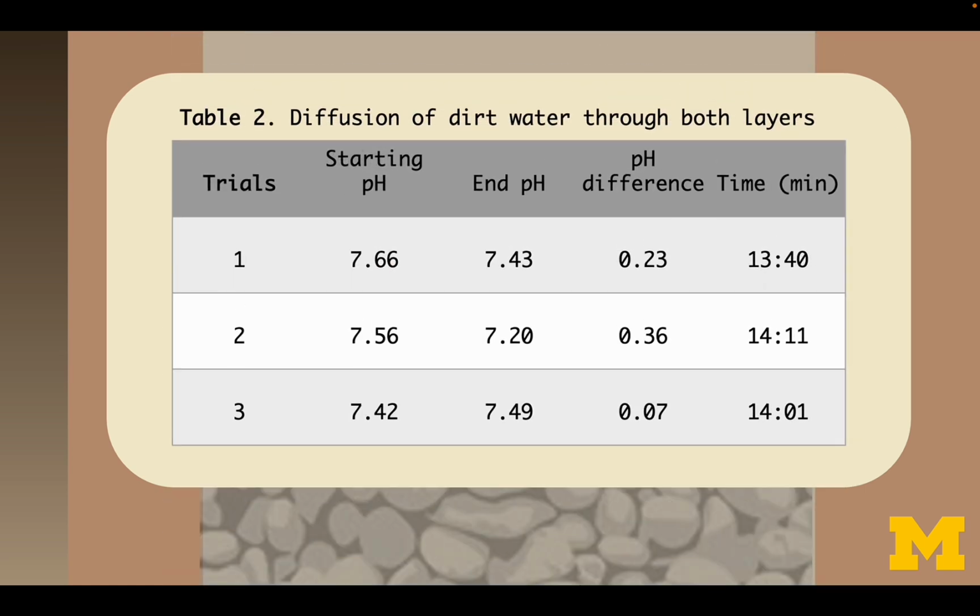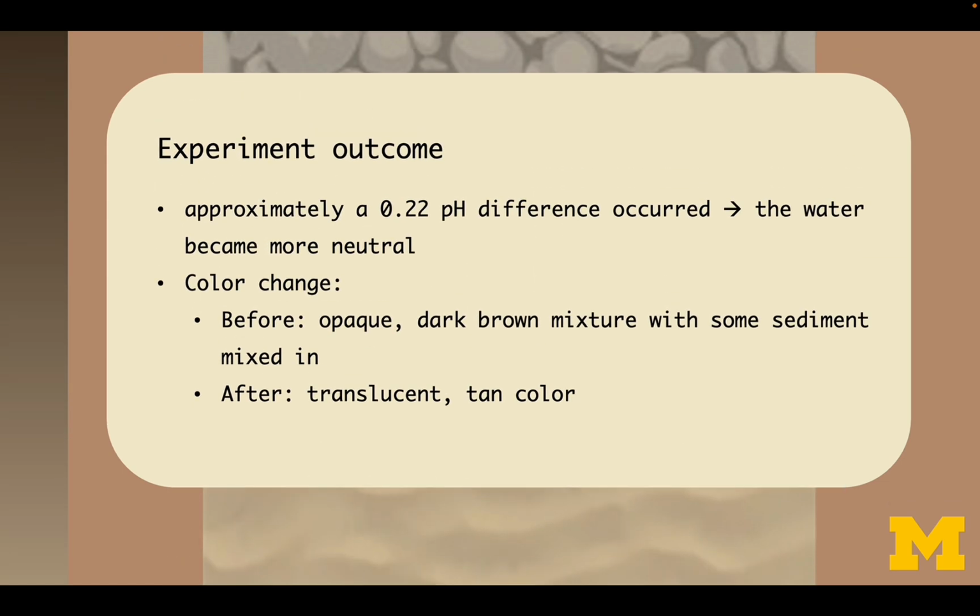This table shows the results of the trials from diffusion of dirt-water mixture through both layers. There was on average a 0.22 pH difference in all 3 trials, and in most of the trials, the ending pH was closer to 7 than the starting pH. So due to the average 0.22 pH difference and that most of the pH at the end were closer to 7, that means the water became more neutral as a result of going through the filter.